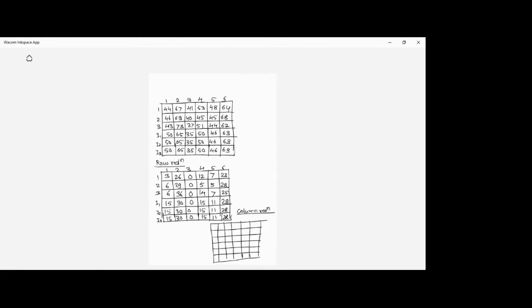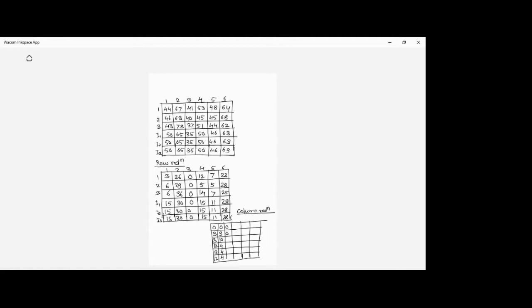So when we do column reduction, for column number 1, 3 is the minimum value. So 3 minus 3 is 0, 6 minus 3 is 3, 6 minus 3 is 3, 15 minus 3 is 12, 15 minus 3 is 12, and 15 minus 3 is 12. Next, the minimum value that we have is 26. So 26 minus 26 is 0, 29 minus 26 is 3, 36 minus 26 is 10, 30 minus 26 is 4, 4, and 4 here, right?